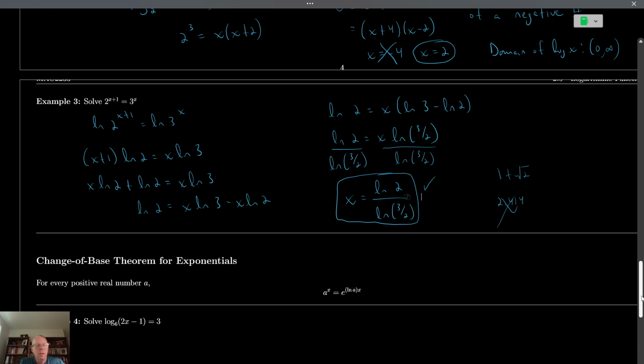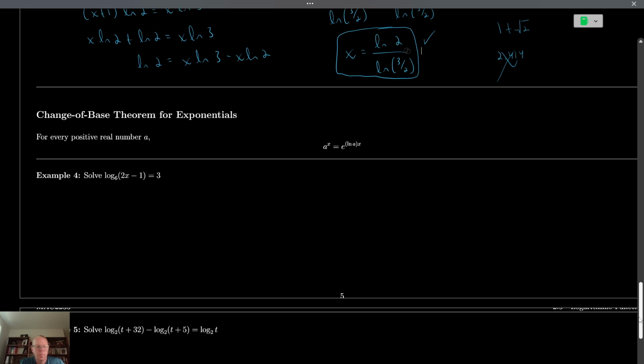All right. Next, the change of base theorem is an exponential. So a to the x is e to the ln of a times x. The reason this works is e to the ln of a equals a, just like we could also say that ln of e to the a equals a. So there's a way to make problems easier sometimes. May or may not use it throughout the course, but we probably will at some point.